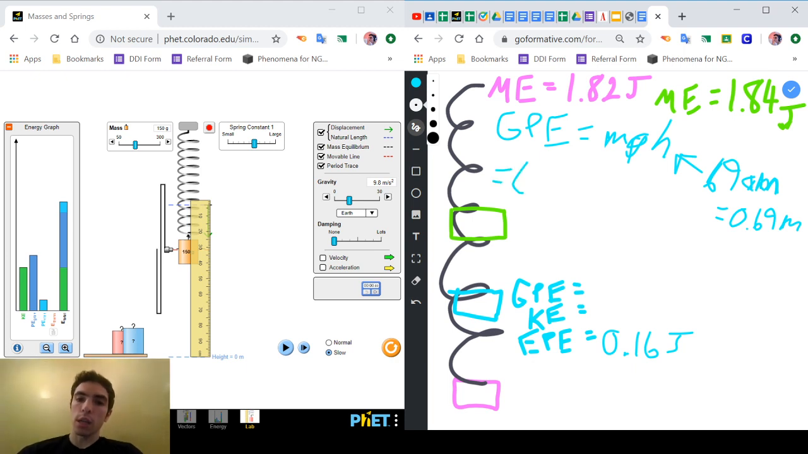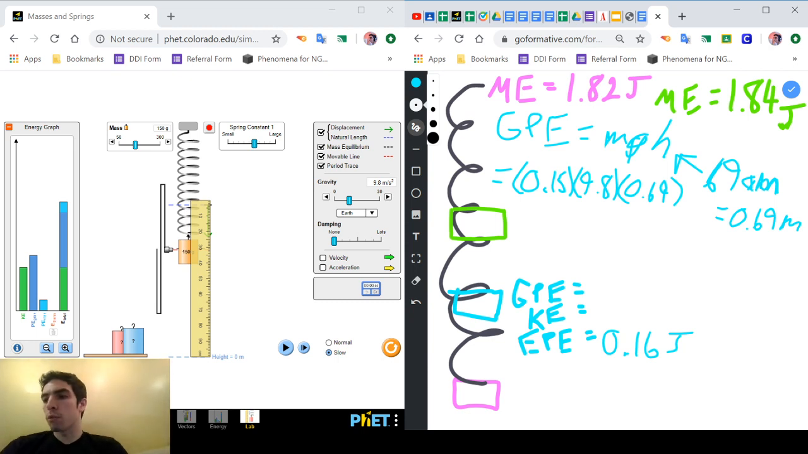So let's get that. For our mass, it's 150 grams here, but I know that that would just be 0.15 kilograms times 9.8 meters per second squared times 0.69 meters. Now let's see what we get when we plug that in, just multiplying all three of those measurements. And it's 1.0143, or I'm just going to write 1.01 joules.